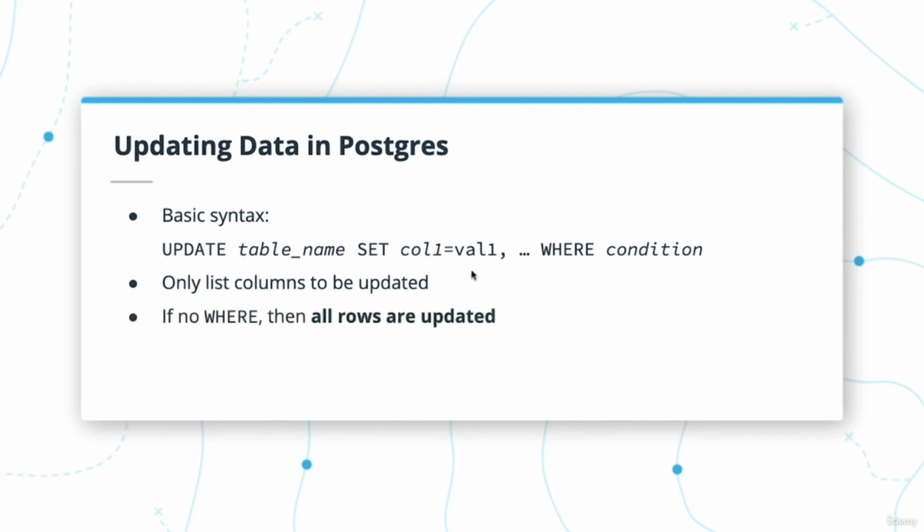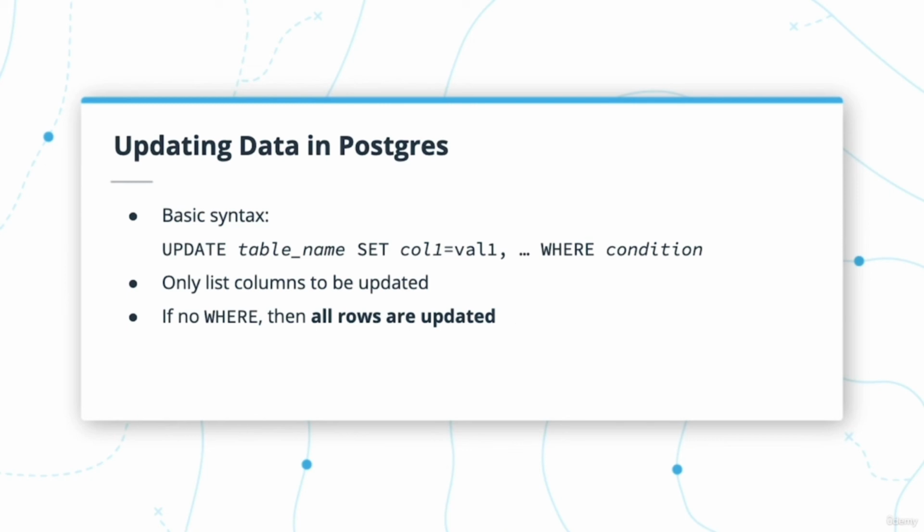Now, more importantly, if there is no where condition, this is going to act just like a select. If I do select star from a table and I don't put a where, I'm going to get all the rows. If I do update on a table and I don't put a where, then all the rows are updated. You can imagine that this is not always what you want to do, so it might be really destructive.